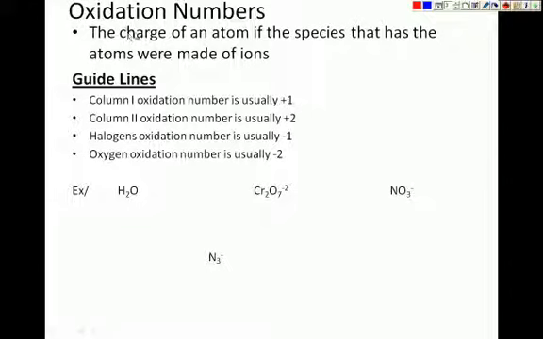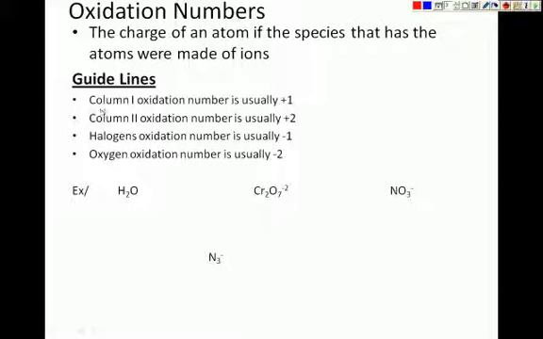Now, an oxidation number is a fictional number. It is the charge of an atom if the species that has the atoms were made of ions. So it's kind of a fictional number where we're pretending everything is an ion and we're finding the charge of that ion. Now, there are a few guidelines that are a little bit loose.